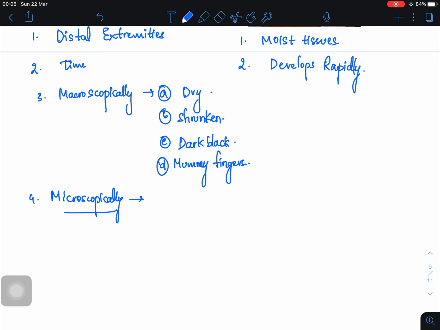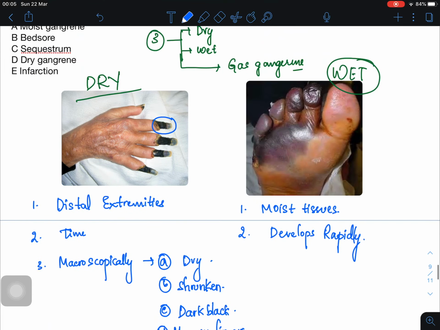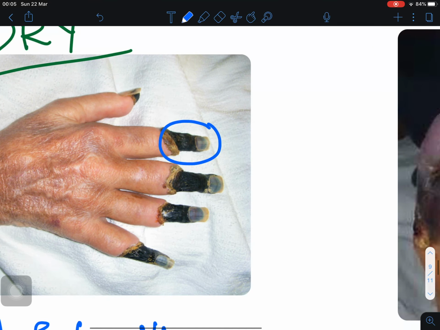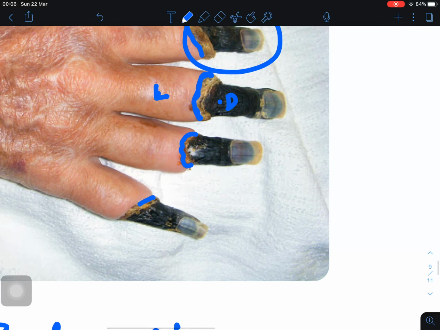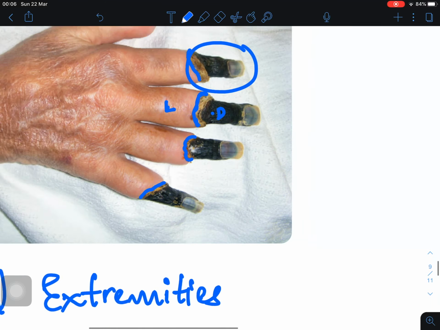Microscopically, when you look here in this dry gangrene, did it spread away? What I mean by that is, see here, there is a very clear border between the dead tissue and the viable tissue. I mean between the living tissue and the dead tissue, there is a very clear border. Here also you see a very clear border. Here also you see a very clear border.